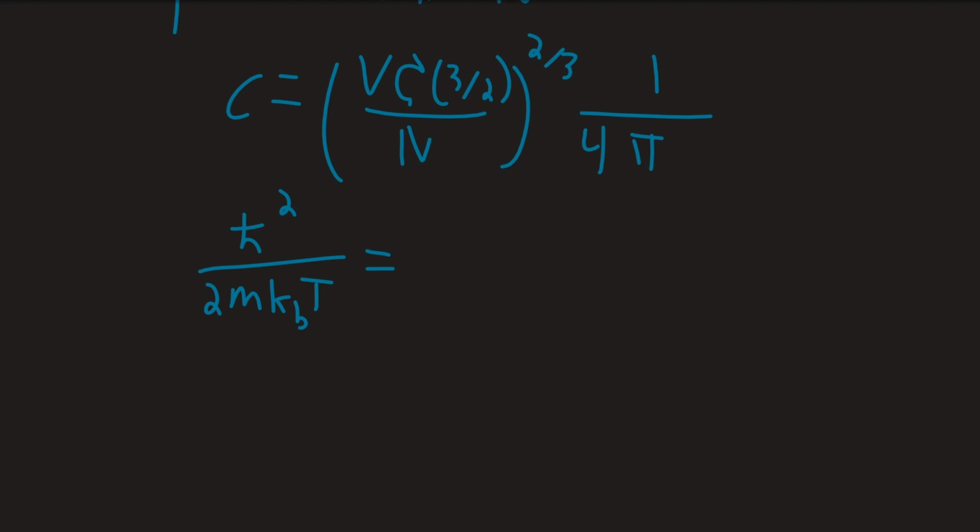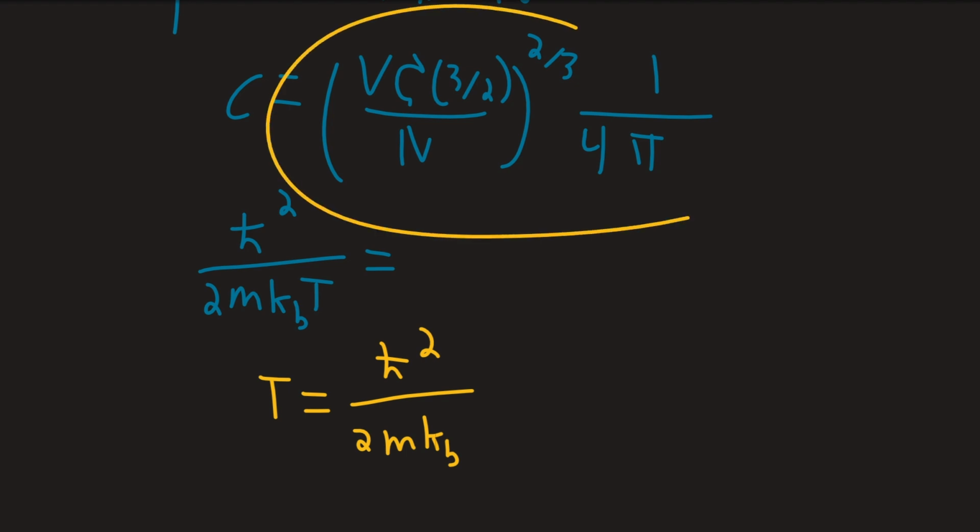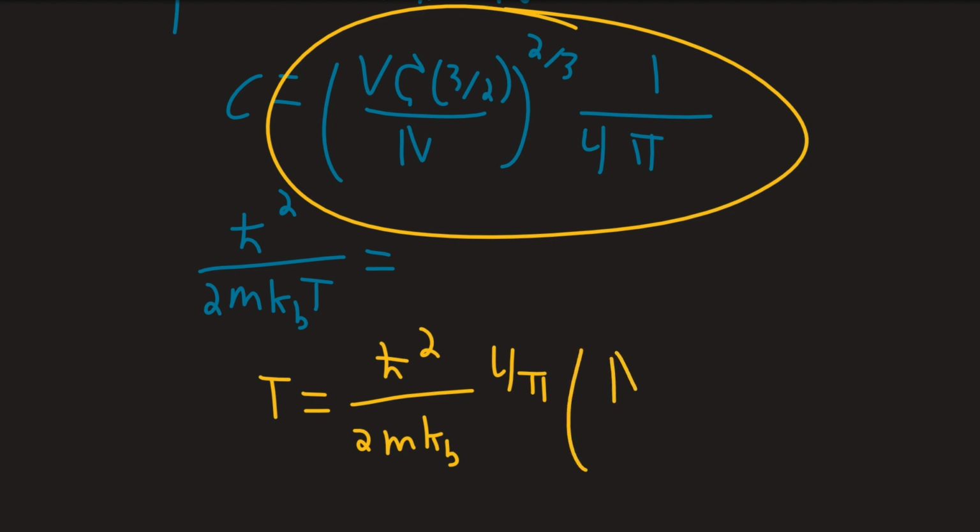This means that T is going to be equal to h bar squared over 2mkb, and then just times 1 over all of that. So then what we have is we're multiplying by 4 pi, and then just switch the numerator and denominator there, so that we get n over v times zeta of 3 halves to the 2/3 right here.